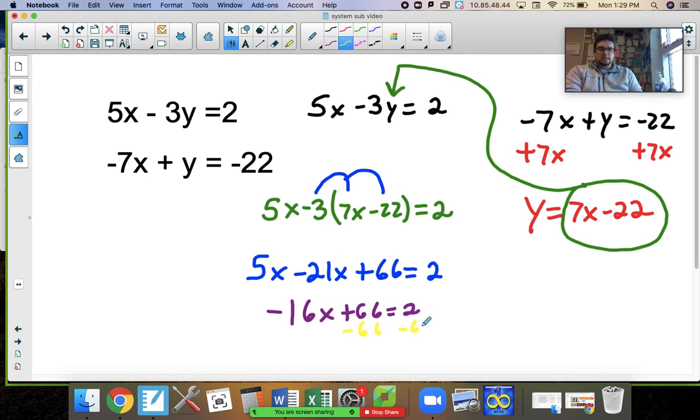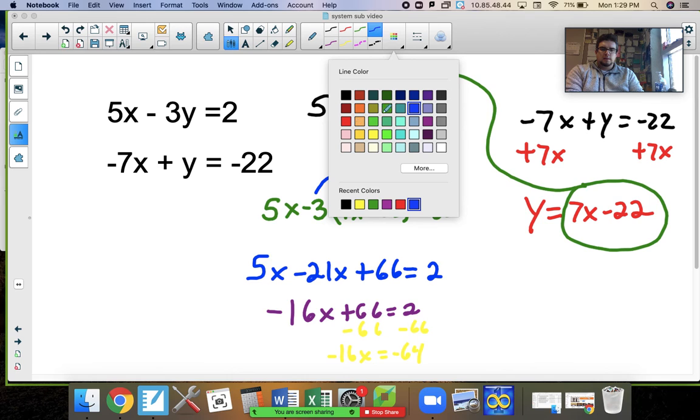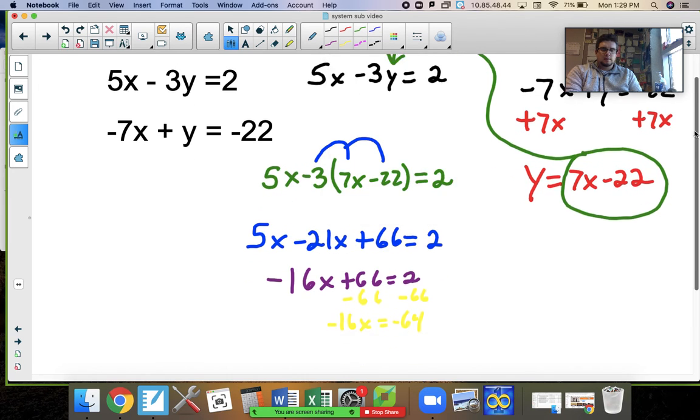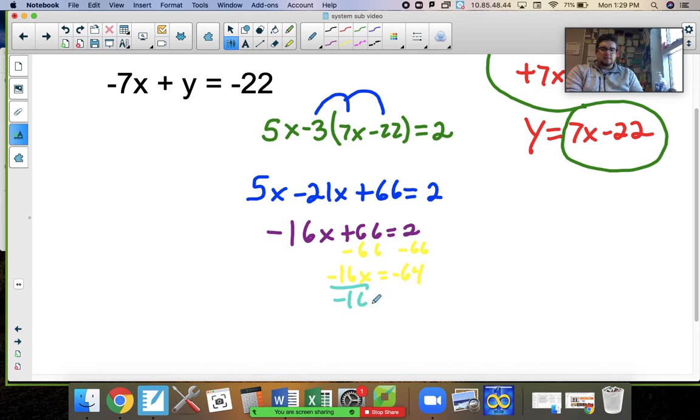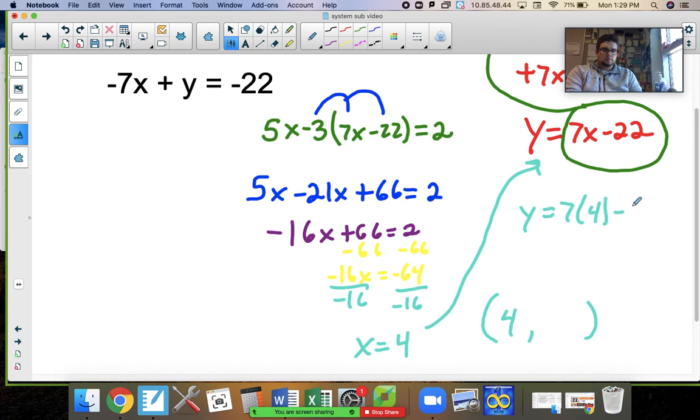Subtract 66. -16x equals -64. Divide by negative 16, and x is 4. Again, that's just half of our answer. We're going to take that 4 and plug it in up here. Y equals 28 minus 22, so y is 6.